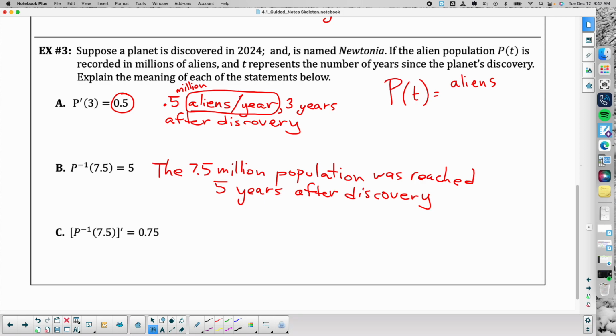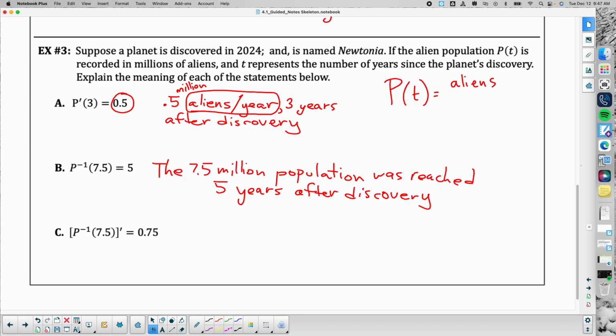And then we've got the bottom one, which is the inverse derivative. So now the label for the inverse derivative is going to be years per million of aliens. Because the label up here was aliens per year, this one is now going to be years per million of aliens. How many years did it take for 1 million aliens to come?